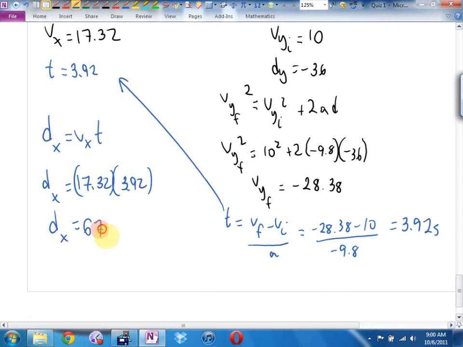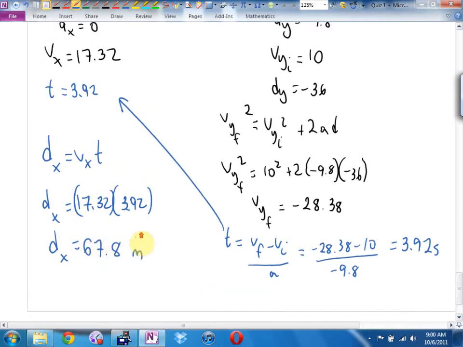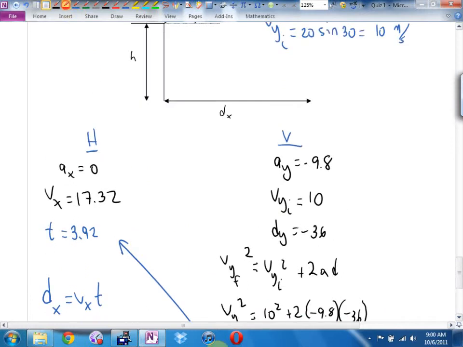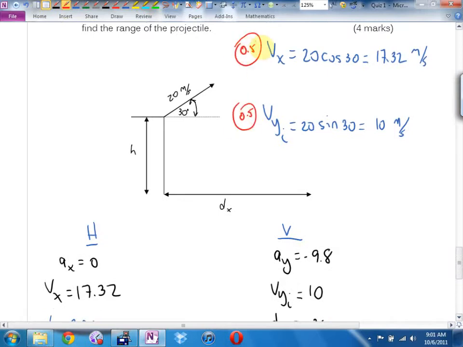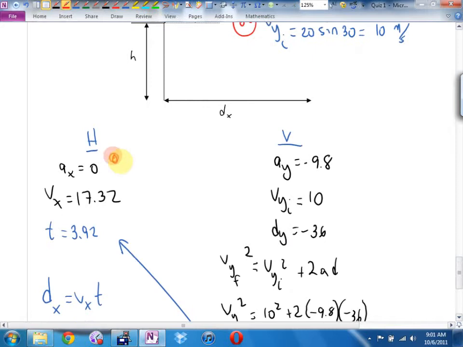Otherwise, I would mark it as follows. I would give you a half mark if I saw that, a half mark if I saw that. It gets you 1 out of 4. I would give you a half mark if I saw that you were clever enough to recognize horizontal acceleration is 0. A half mark if you were clever enough to recognize vertical acceleration is negative 9.8. That would get you 2 out of 4. You've already passed the question just by understanding how to approach it.